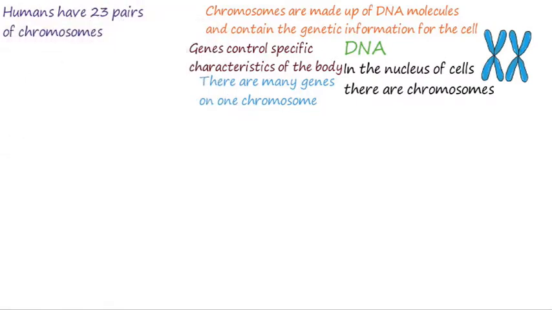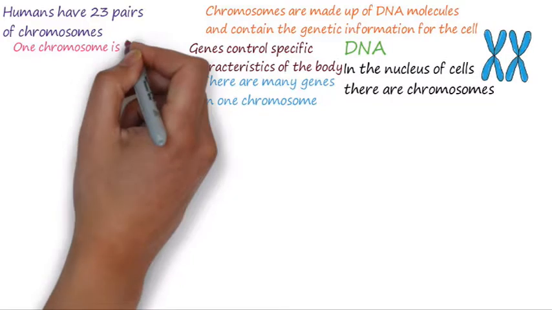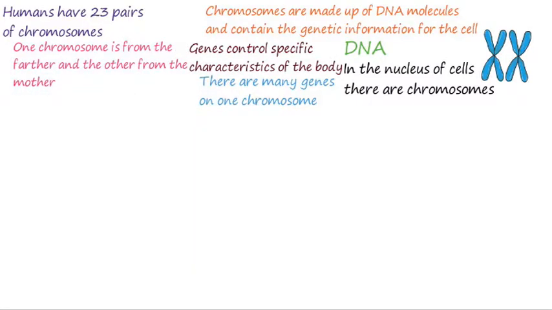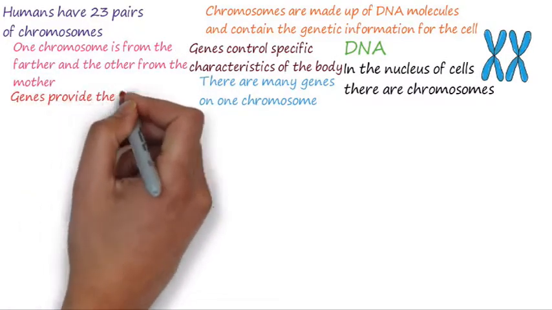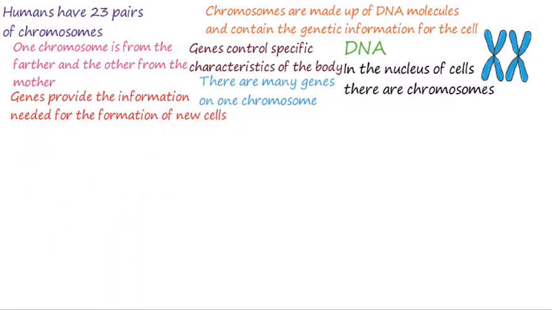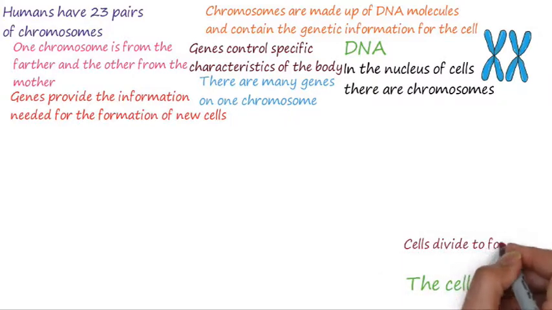Chromosomes are arranged in pairs in the nucleus, and in humans there are a total of 23 pairs of chromosomes. In each pair there is always one chromosome from the father and one from the mother. The genes provide the information needed for the formation of new cells. Cells divide to form new cells in a process known as the cell cycle.